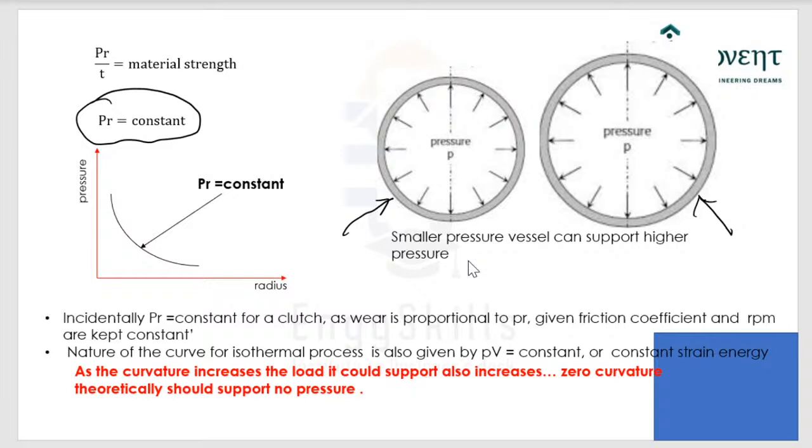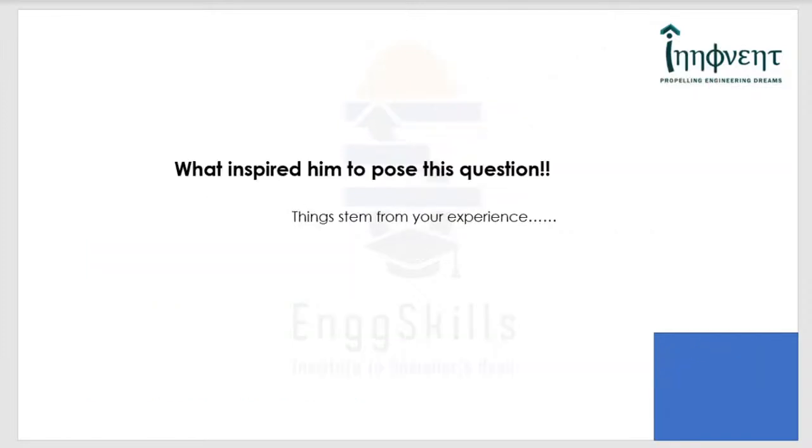And also you would immediately recognize that the nature of the curve resembles several practical situations. For example, the same relationship holds for a clutch with uniform wear, and the curve also resembles the constant strain energy curve. It also resembles the isothermal process curve. These are just incidentals. But the bigger question is how exactly the interviewer conceived this particular situation.